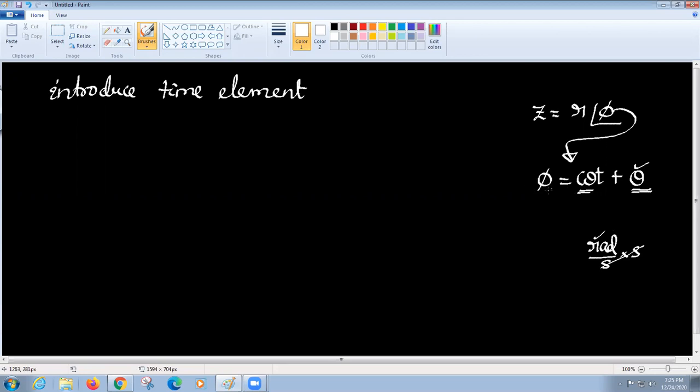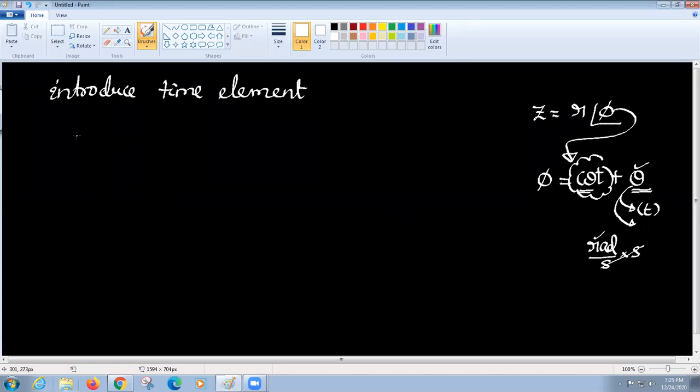So I can take some modification for phi like this, omega t plus theta, so that I have an opportunity to introduce the time element. Now this theta may be a function of time, or this theta may be a function of space coordinates, like x, y, z, whatever it is, or this theta could be a simple constant. In this case, we are taking theta in radians, and of course omega t is also in radians, so phi is very simple now.